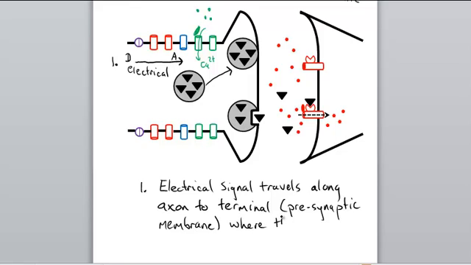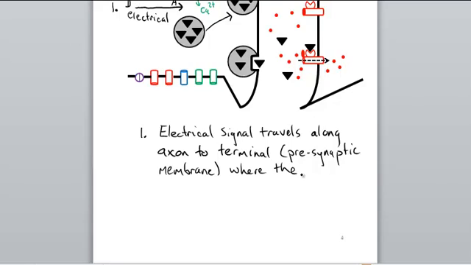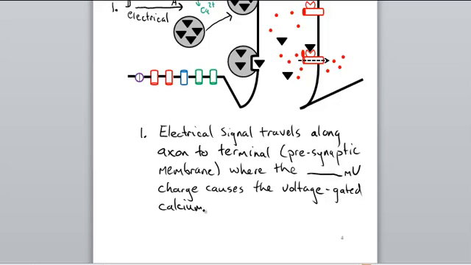Where the blank millivolt charge causes the voltage-gated calcium channel to open. So the millivolts there, give you a second to think about it, it is the maximum voltage that can be reached. Recall that's plus 40 millivolts. It will actually open the calcium channel when it reaches the calcium channel.